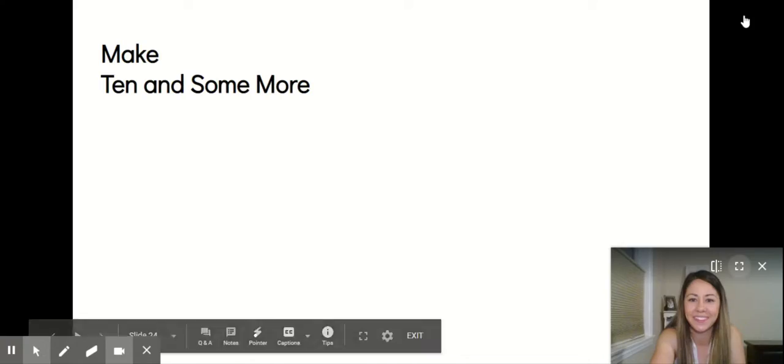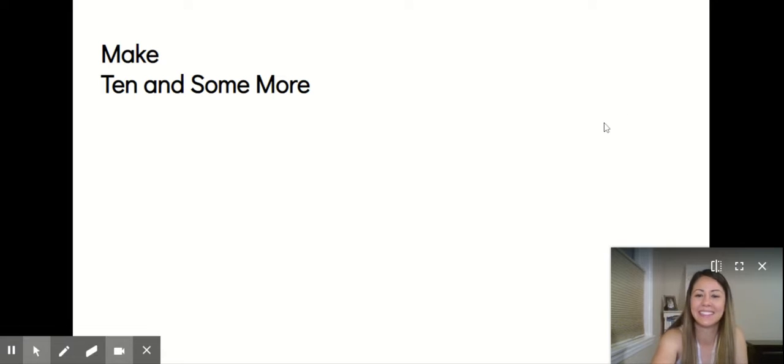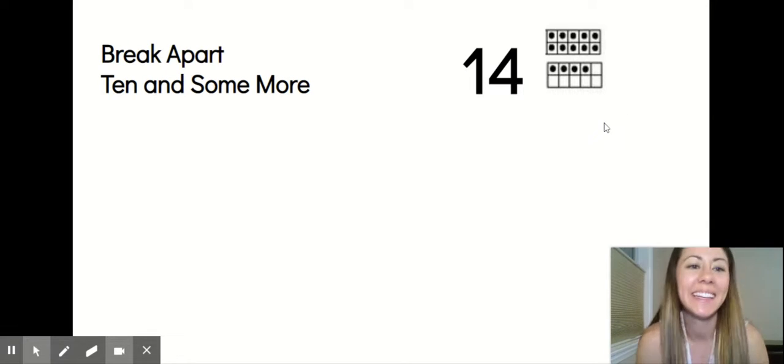Let's try it a little more quickly. 10 and 8. 10 and 8 are the same as 18. 10 and 1. 10 and 1 are the same as 11. Beautiful. You are doing such a good job, kindergartners. I am really proud of you. Ooh, I'm tiny again. All right.